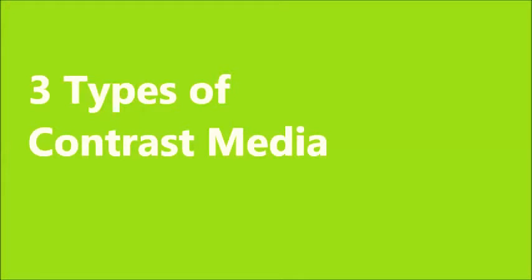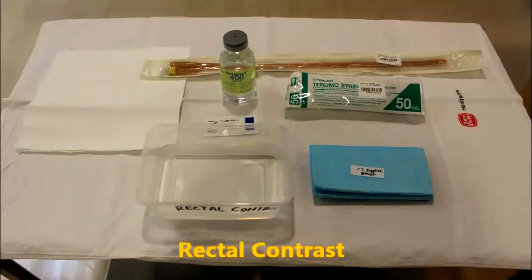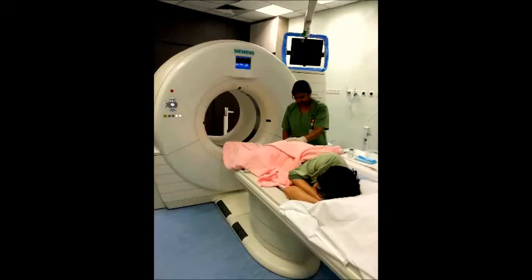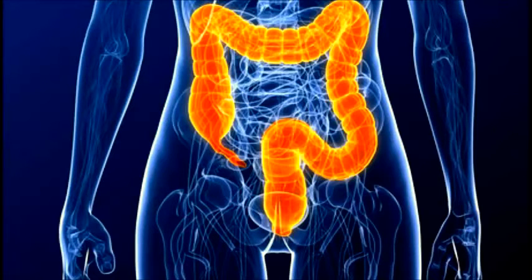There are three types of contrast media may be given before or during the scan. First is the rectal contrast, which is inserted through the anus into the rectum and large bowels. It is usually applied on abdominal and pelvic scan.